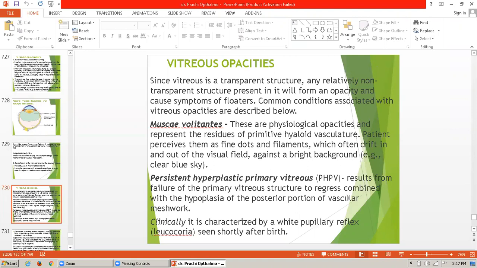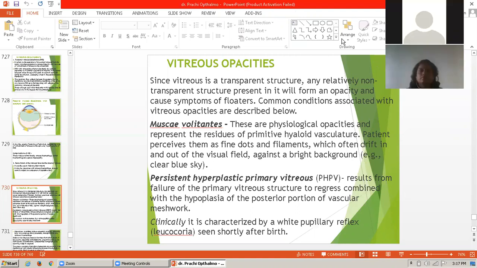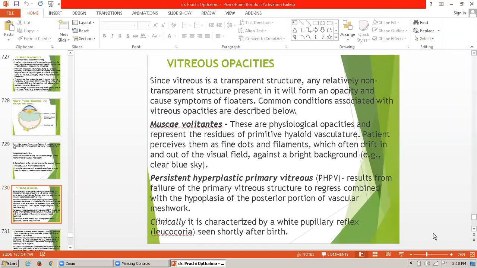So the next topic is vitreous opacities. Since the vitreous is a transparent structure, any relatively non-transparent structure present in it will form an opacity and cause symptoms of floaters. So the common conditions associated with vitreous opacities are described below.